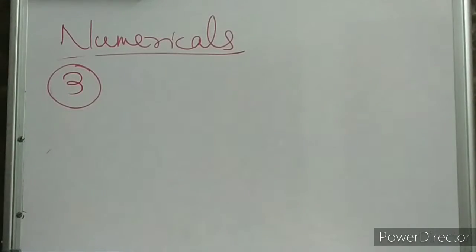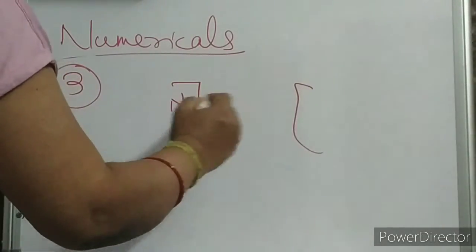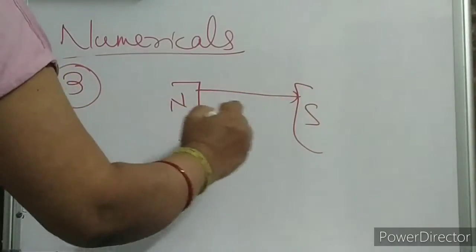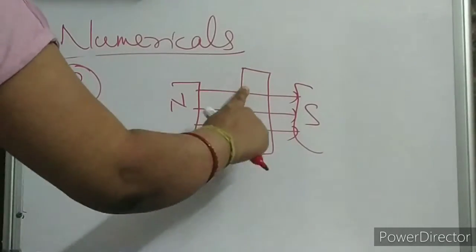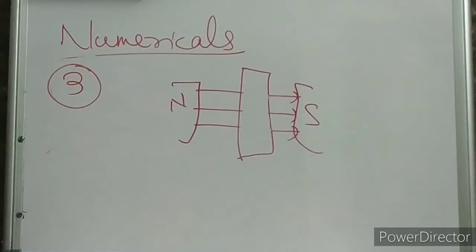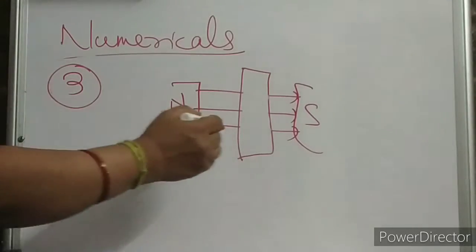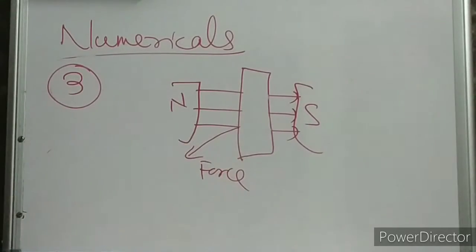Question number 3. A bar is placed through a magnetic field. Suppose this is your north pole, south pole. So this will be your magnetic field direction. A bar is placed in this magnetic field. Okay? And direction of the force is also given outward. This is force on the conductor. Clear children? So force on the conductor. This is the force direction.